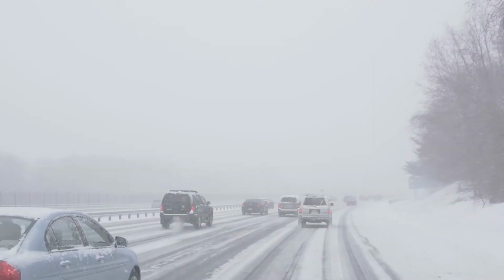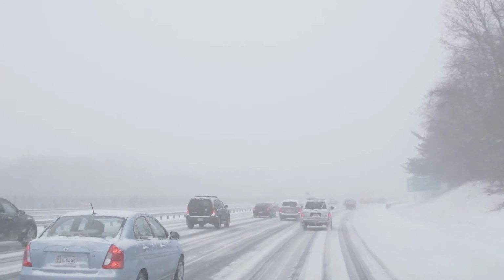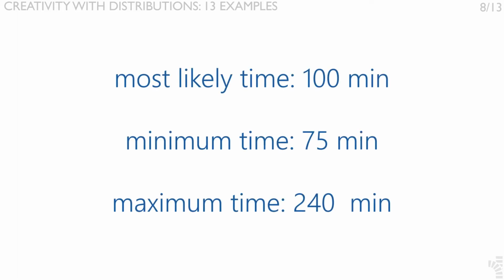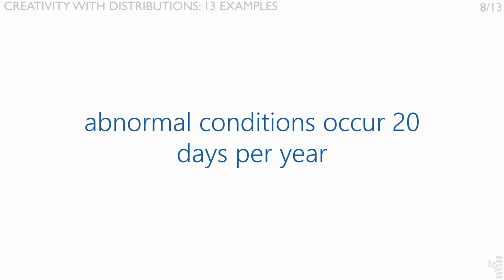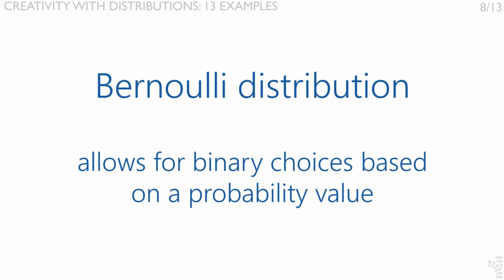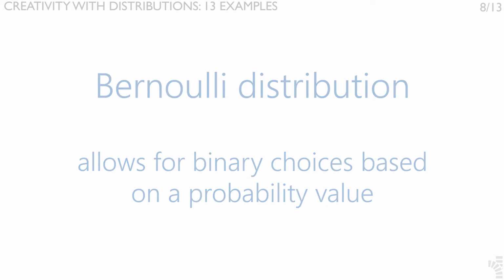However, under abnormal conditions, snow, for example, commuting times have a minimum of 75 minutes, the most likely is 100 minutes, and the maximum can reach 240 minutes. Abnormal conditions may arise some 20 days a year. 1. A good hint to solve this problem lies in using the Bernoulli distribution that allows for binary choices, zeros and ones, based on a certain probability, p, value.